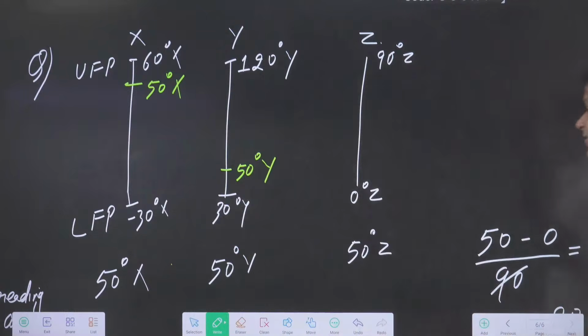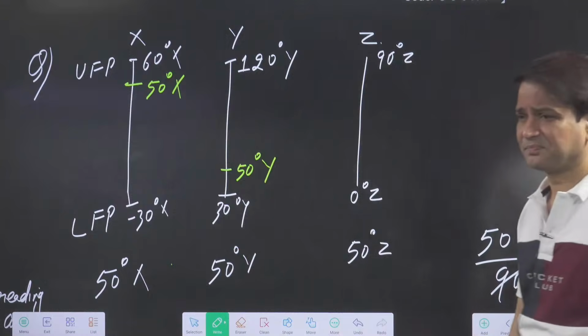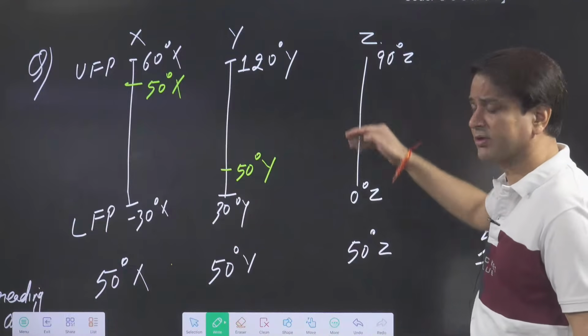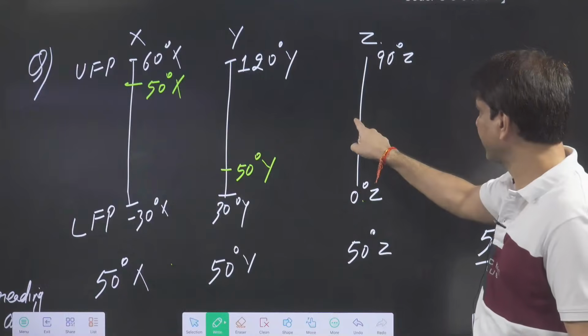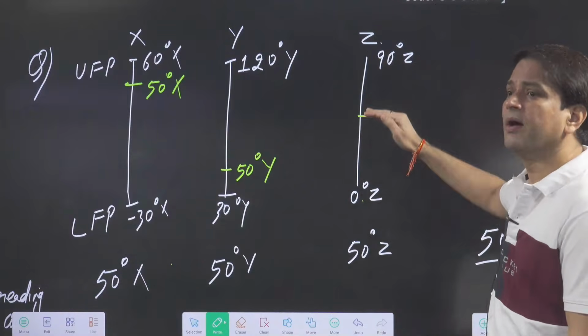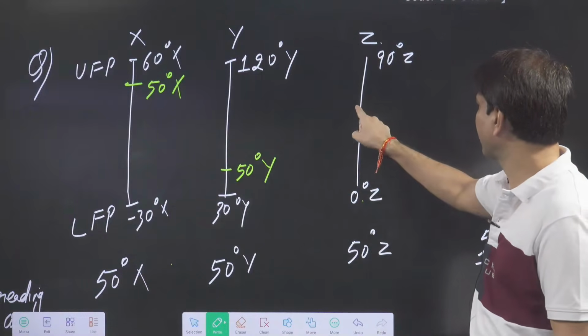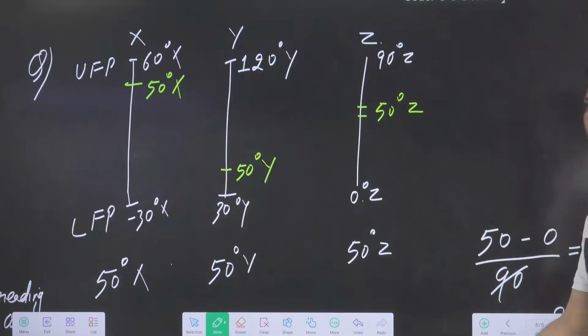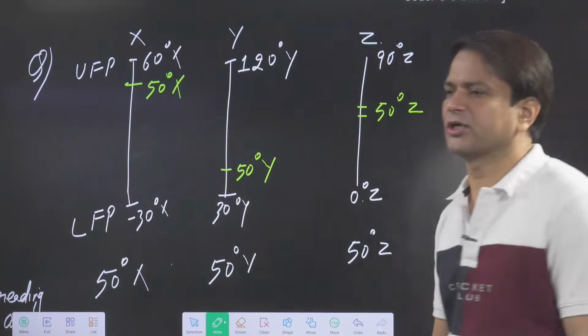Okay, and 50 degree Z. 50 degree Z will be somewhere above the mid. Why? 0, 90. Mid is what? 45. Okay. But I need 50, so it will be slightly above the mid. So means here 50 degree Z. Okay. Now you can say which temperature is closer to the BP?